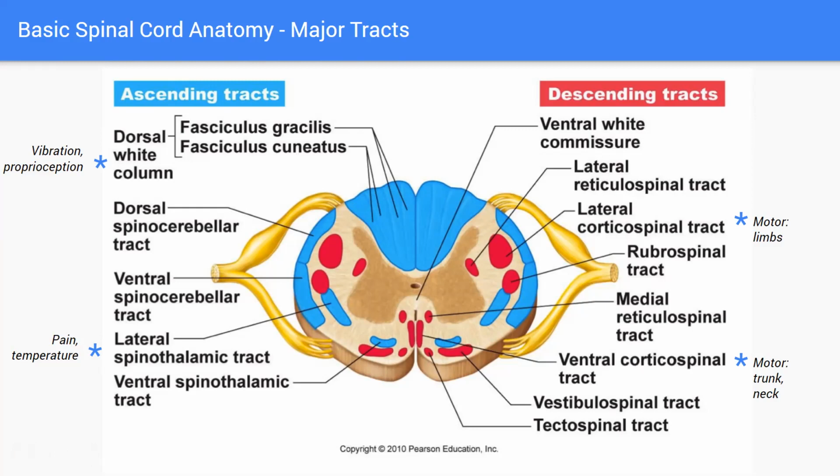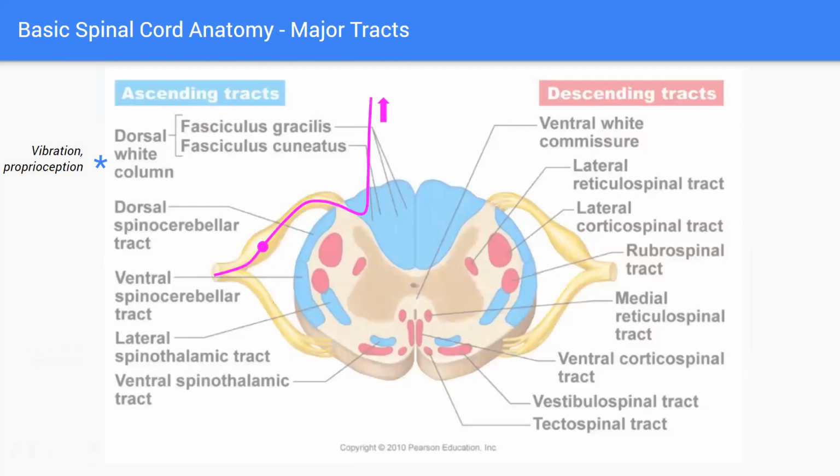So we'll go through the tracts a little more carefully now. We'll start with the dorsal white columns. Like I mentioned, this is an ascending tract. Sensory information comes in from the peripheral receptors and goes through the dorsal root ganglion and ascends via these dorsal white columns ipsilaterally. So the information regarding vibration and proprioception stays on the same side of the spinal cord as the limb the information comes from, for example.